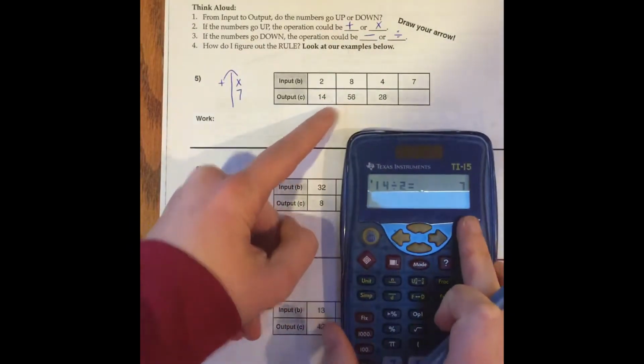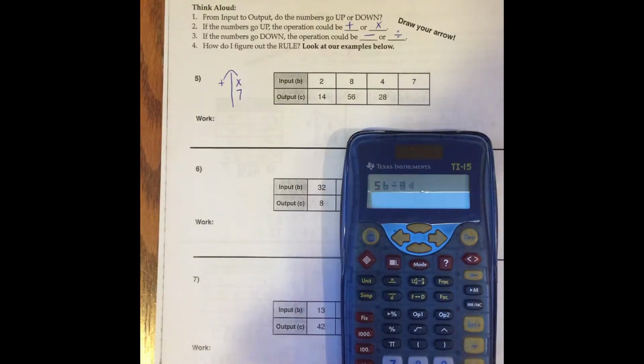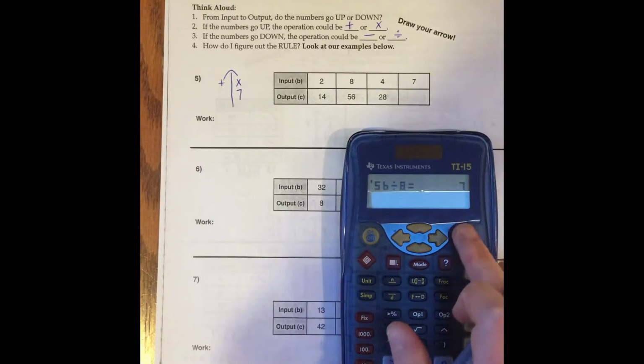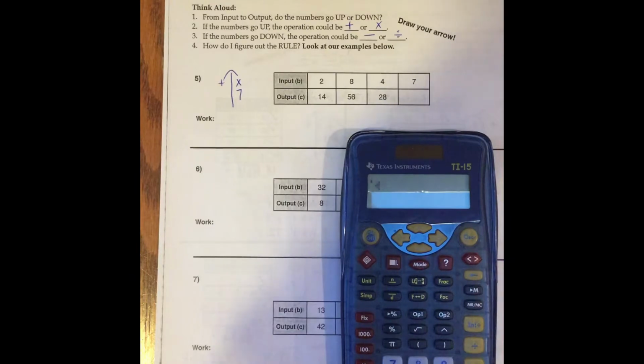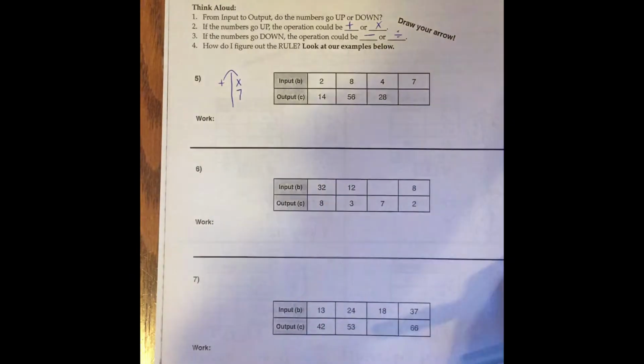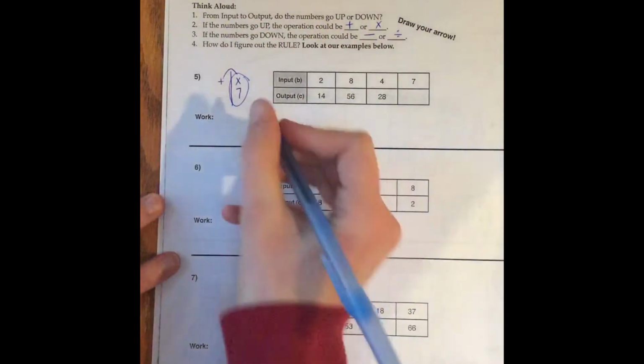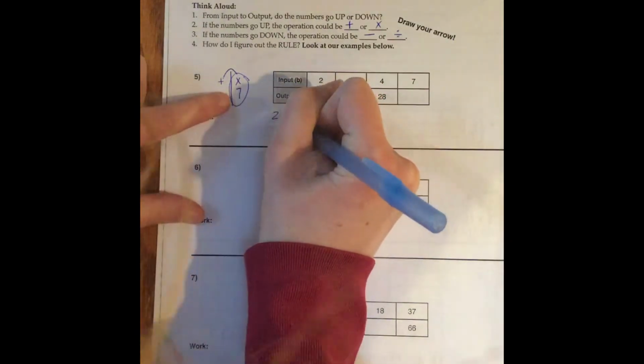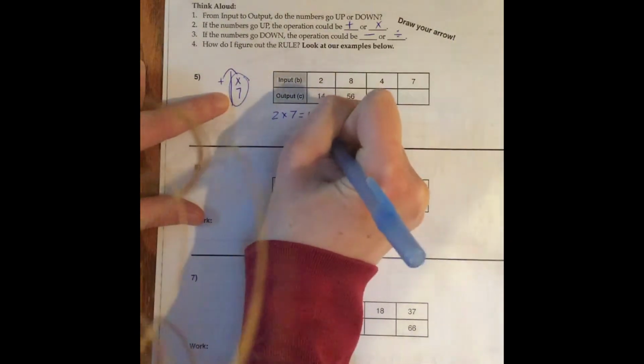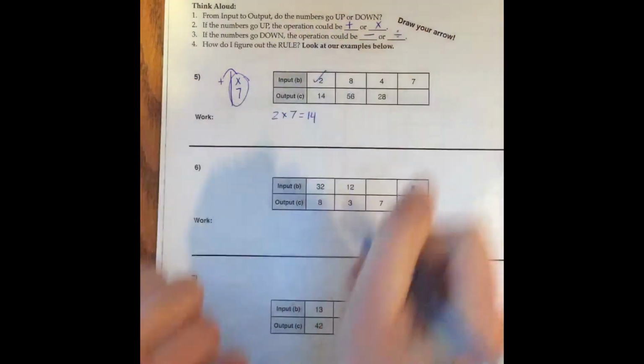Now I'm going to keep checking. 56 divided by 8, 7 again. 28 divided by 4, and I get 7 again. So I definitely have a pattern here. I'm going to see if I can prove that that pattern is my rule. So I take my input, 2, and my rule times 7. I know that equals 14. Check the output. I've got a match.